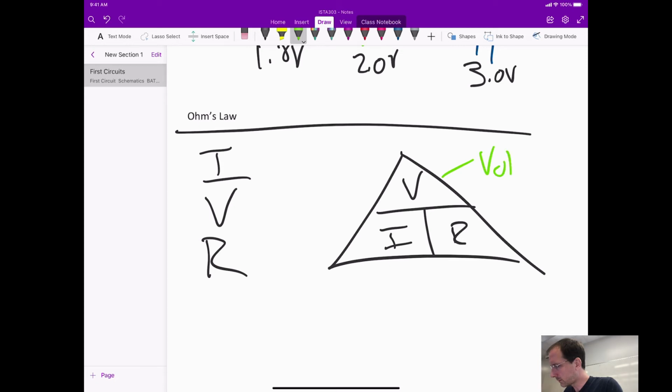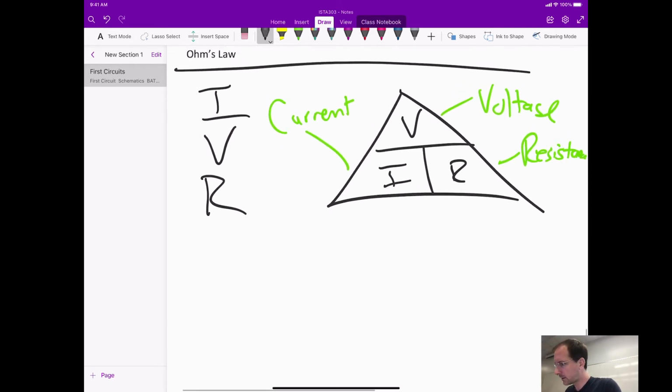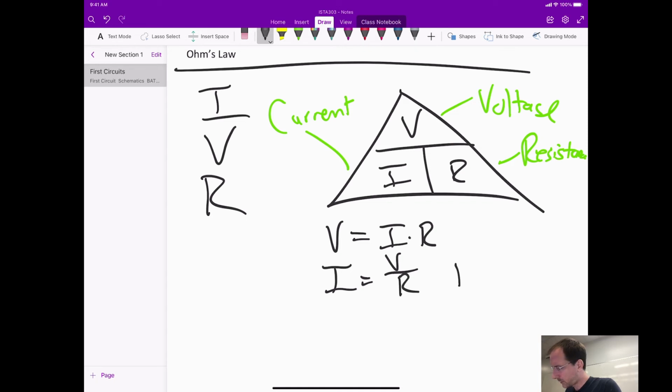Most of these are pretty simple: voltage, resistance, and current. And we can get our common forms of this. So if we want to know voltage, we need to multiply current times resistance. If we want to know current, then we do voltage over resistance. And if we want to know resistance, then we calculate voltage over current.